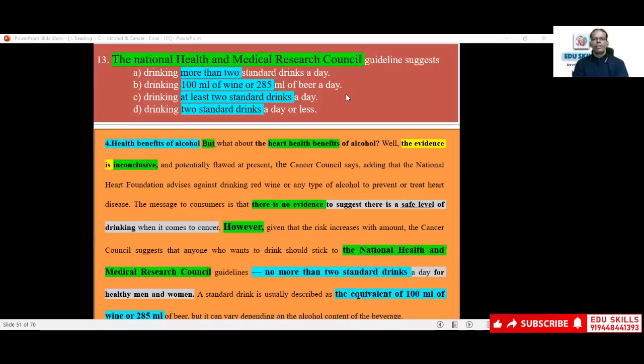Alcohol consumption causing cancer is concluded and sure. Health benefits are not at all concluded. There is a contrast between the two paragraphs. So here it is asking: the National Health and Medical Research Council guidelines suggest, if at all you have to drink, how much you have to drink.